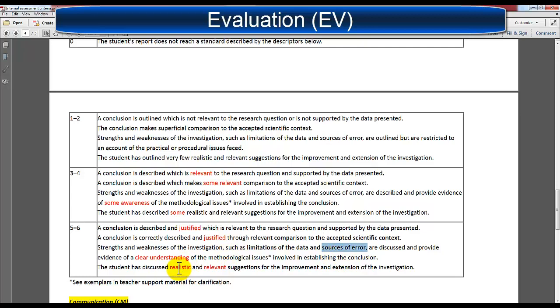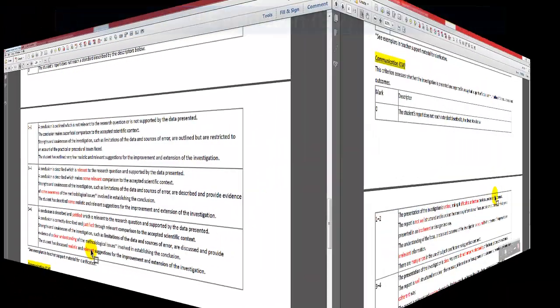Lastly, you should make realistic and relevant suggestions for improvement or extension of the investigation. Comparing to the middle band, you can see it says some realistic and relevant suggestions. So the basic idea is as many as possible and also as practical as possible. We'll address more into this in a later video.